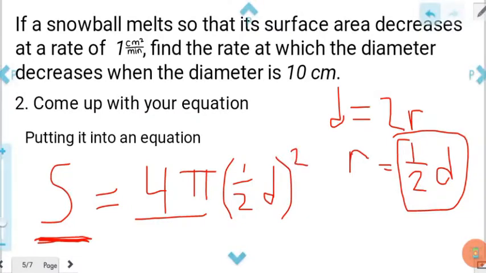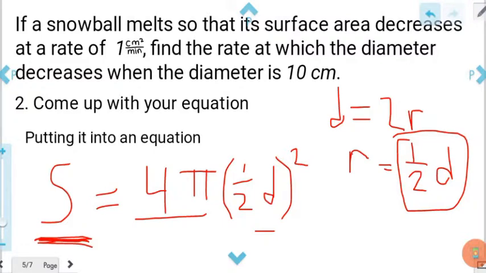And remember, it was squared. So now this is an equation which has the d that we need. It has the s that we know how to deal with, and those are the only variables. Other than that, it's just constants. So this is a good equation that we can go ahead and use now.